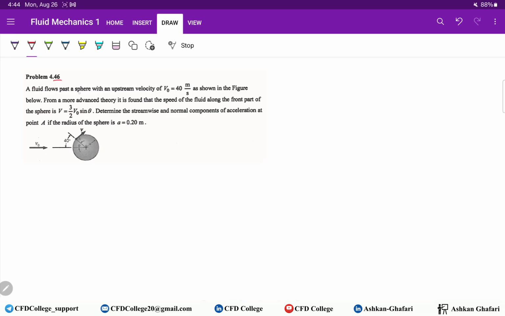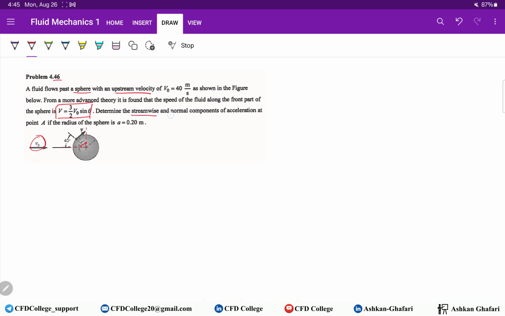Fluid flow past a sphere. So here we have a sphere. We know the upstream velocity V naught is 40 meters per second. This is V naught. And from a more advanced theory, it is found that the speed of fluid along the front part of a sphere, it means from theta equals 0 up to 90, velocity can be found from this equation.